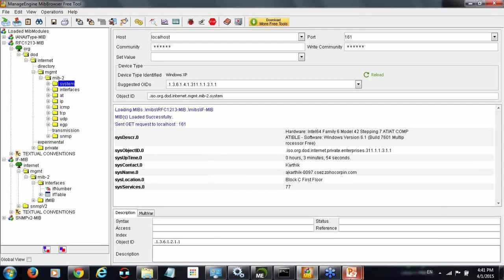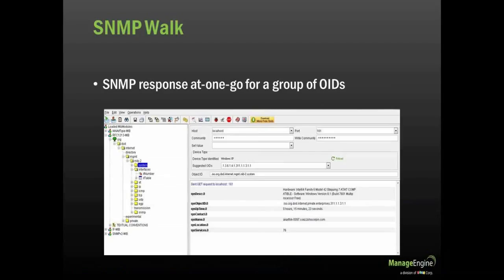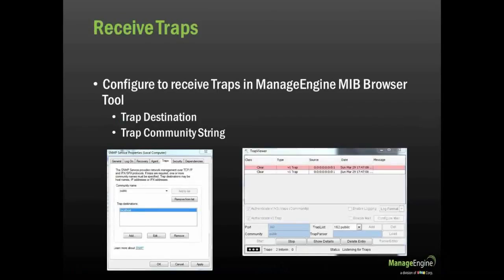Let me get back to the presentation again. To receive traps, you have to configure the trap destination and trap community string. Trap destination will be the host name or the IP address of the server or workstation on which the SNMP MIB browser tool is loaded. Firstly, I'm going to show you how to configure the trap settings on a Windows workstation or server.